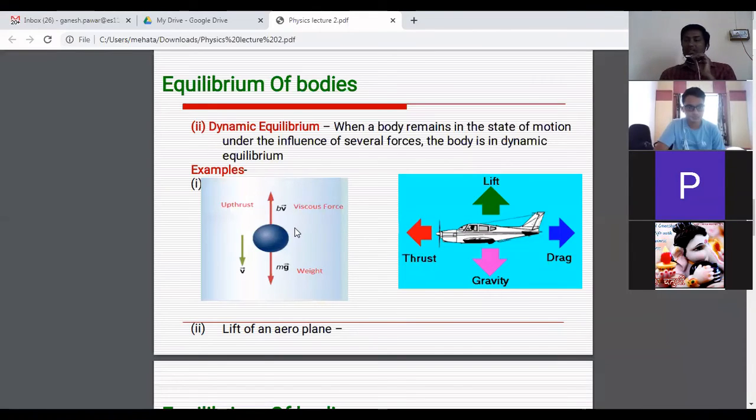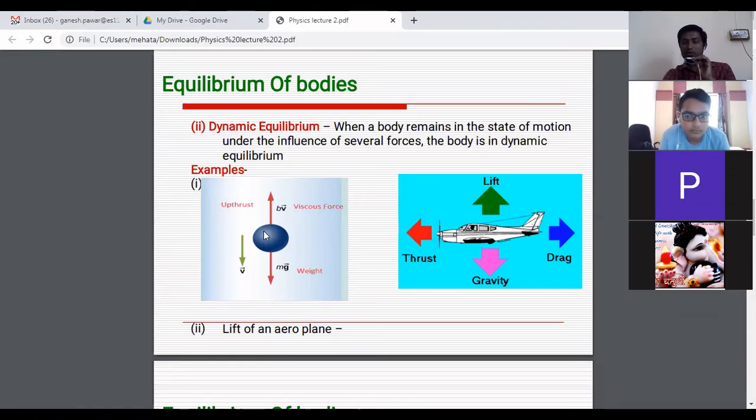Now, how are they going to balance each other? When the drop is coming downward, initially the weight of the raindrop is more, and slowly the value of these two forces will go on increasing. And at one point, the weight of the raindrop is equal and opposite to the upthrust and the viscous force. So the weight will be equal to the upthrust plus the viscous force. If the weight and these forces are equal and opposite, what is the net force acting on this raindrop?